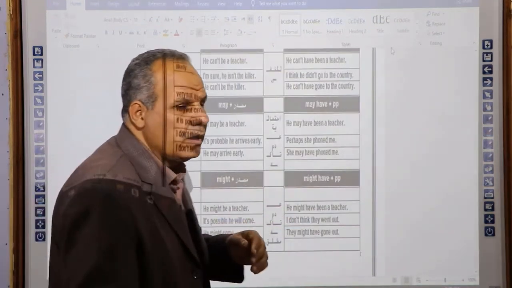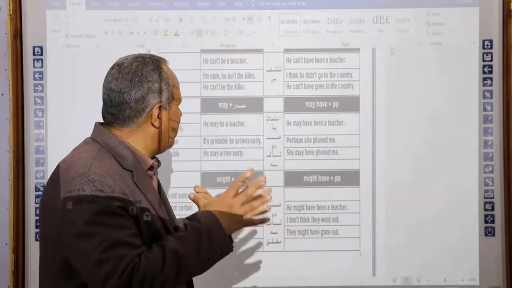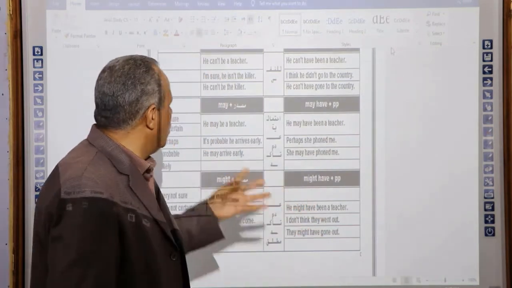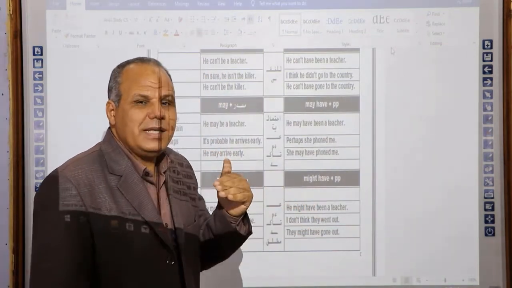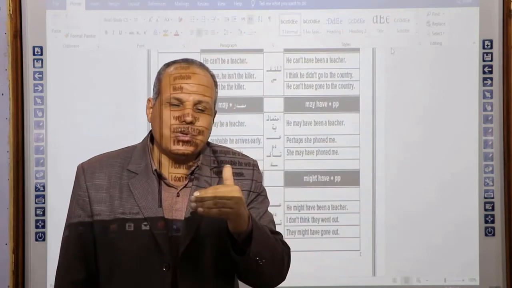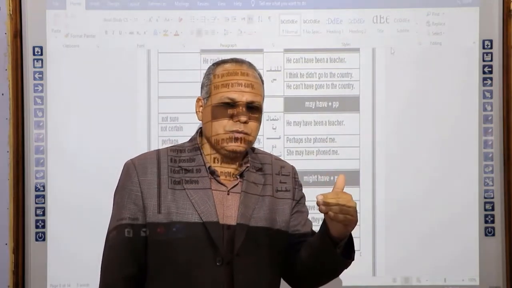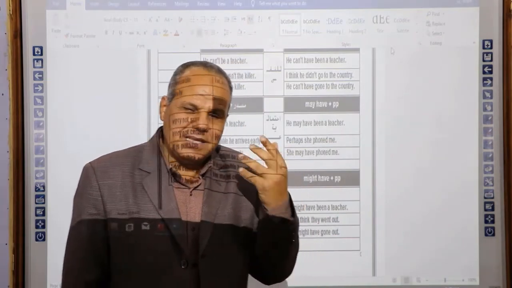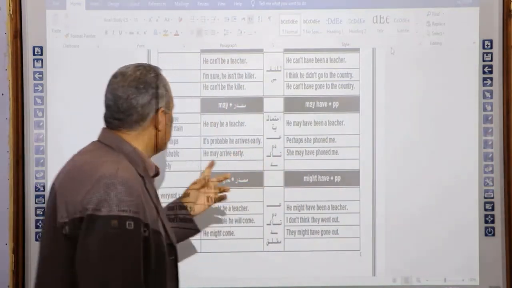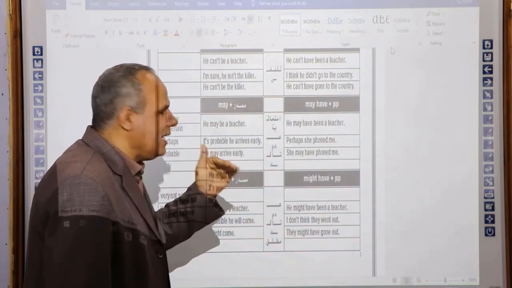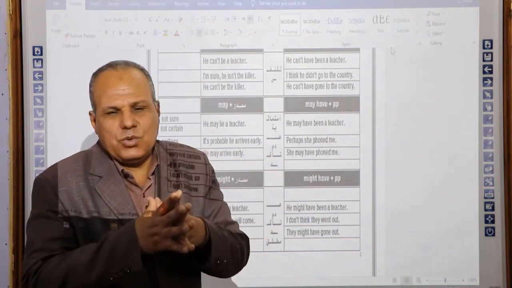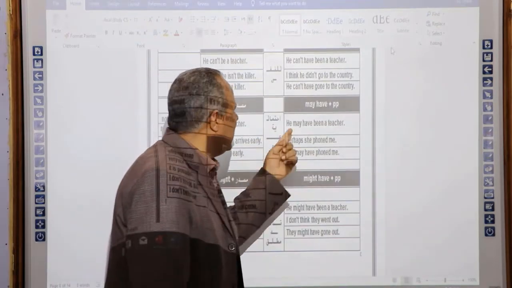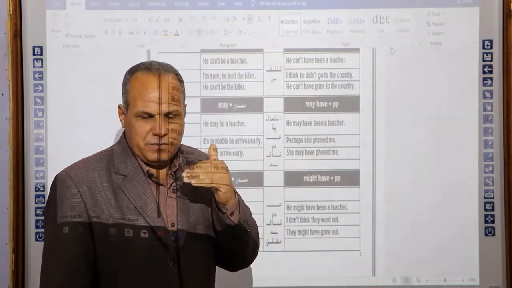Number 2, may be and the past of it may have plus past participle. We use may be when I am not sure that something is true, or when I am uncertain، غير متأكد إن شيء ما حقيقي أو صحيح. For example, he may be a teacher، احتمال أن يكون معلم. The past form of it, he may have been a teacher.